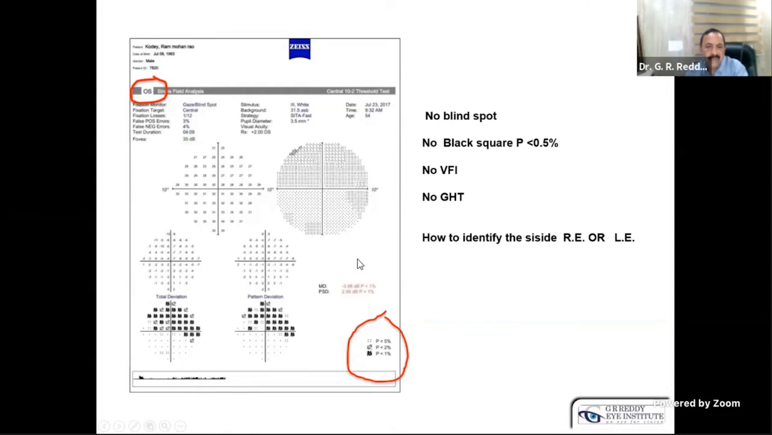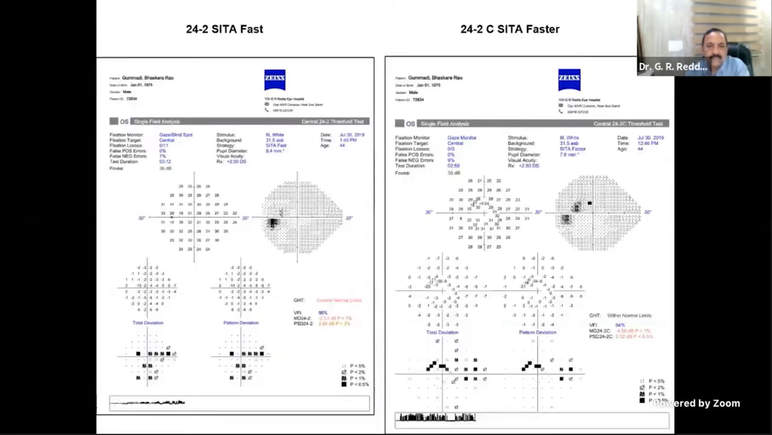Glaucoma hemifield test will be absent because only in advanced cases do we go for 10-2. That is why the glaucoma hemifield test is to pick up early glaucoma. It is a software developed to pick up early glaucoma, a refined software for early diagnosis of glaucoma.